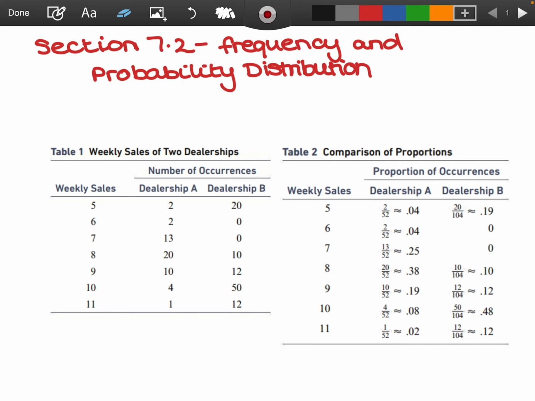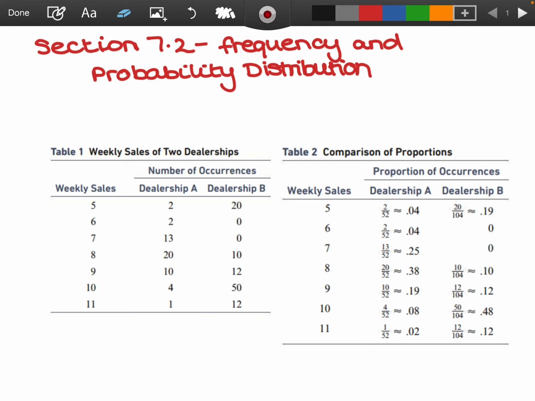Okay, so here we've got the number of weekly sales being 5, 6, 7, 8, 9, 10. And we know that for 2 weeks of the year, dealership A had 5 weekly sales. And we know that over 2 years, there were 20 weeks where dealership B had 5 weekly sales. Remember, dealership A gave us the information for 1 year. Dealership B gave us the information for 2 years. So we know that there were 20 weeks out of 2 years where dealership B had 5 weekly sales.